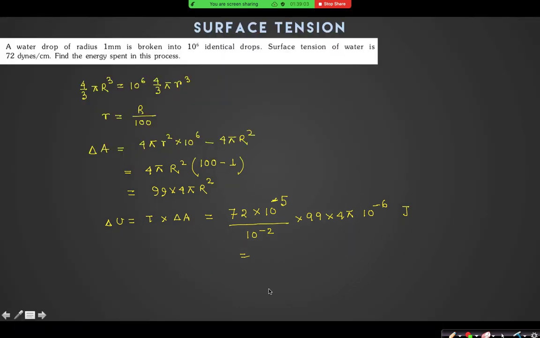Just simplify it. 10 power minus 5 and minus 6. Nearly it is 10 power 2. So 10 power 2 plus 10 power 2, 10 power 4, and it is 10 power minus 11. So 10 power minus 7, into 900. Yes, 10 power minus 7 into 4 pi into 896. 4 pi into 72. So if pi is 3 only, then 3 into 4 into 72, right?